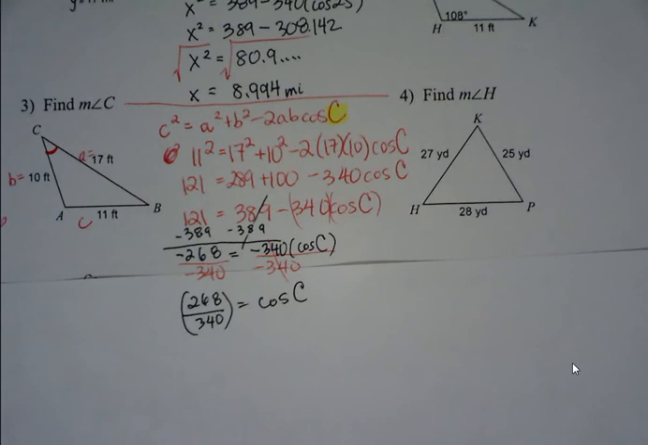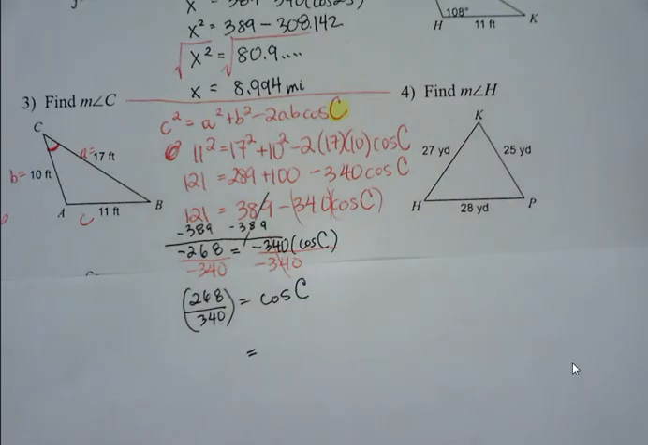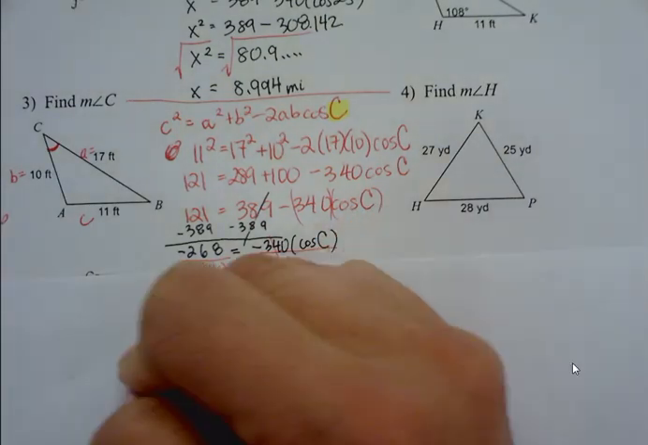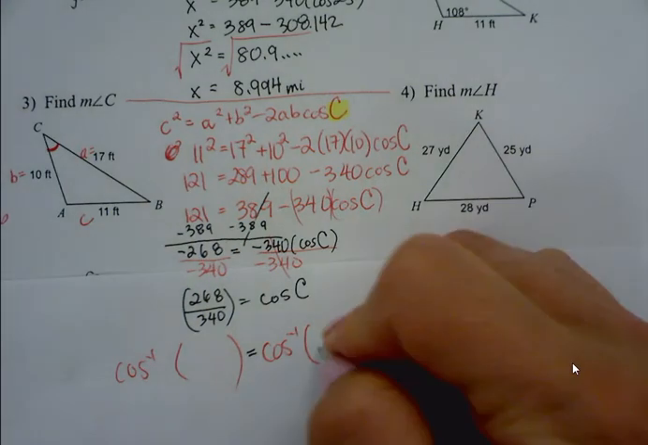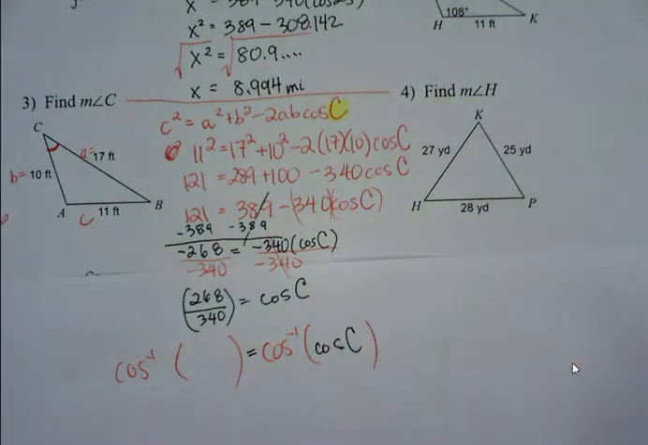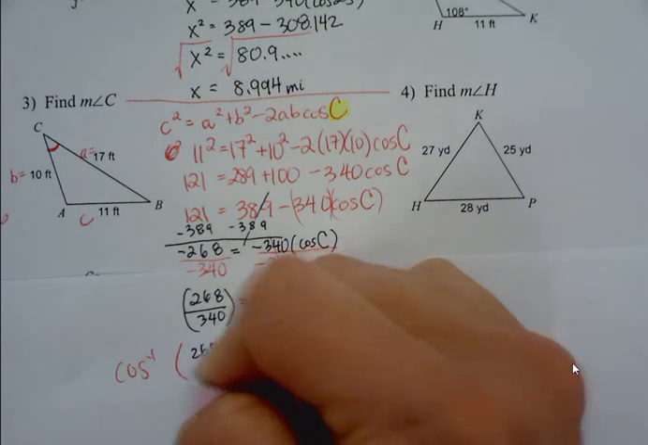Okay, is the C by itself? Who's bothering the C? What happened to the C? It got what? It got cosigned. How do you uncosine it? You inverse cosine to both sides. Okay? I had cosine C there, but I inversed it. I had 268 over 340 there, but I inversed it.